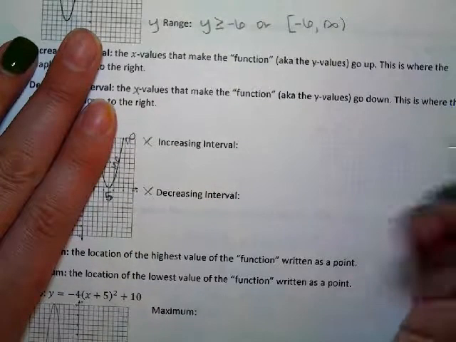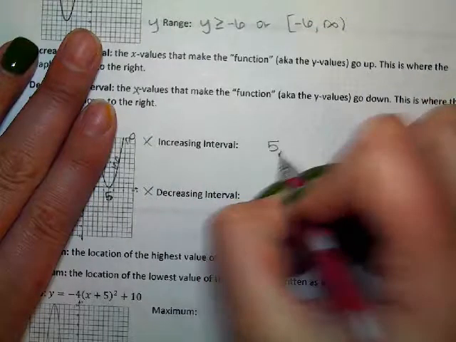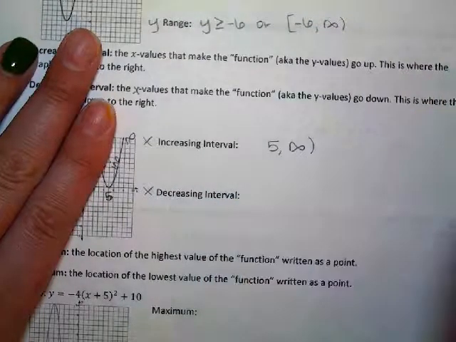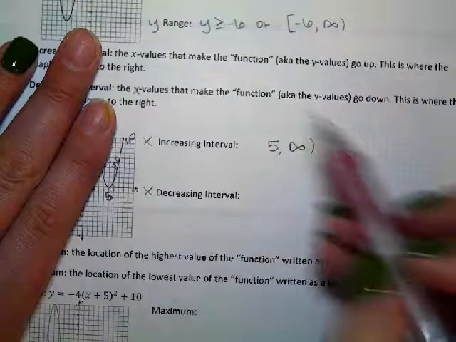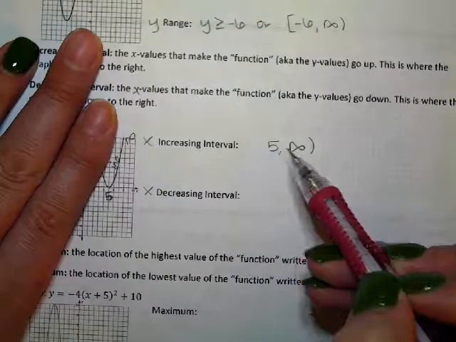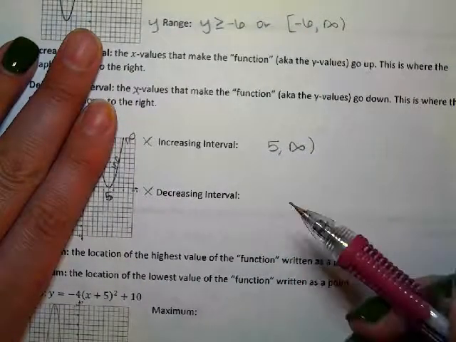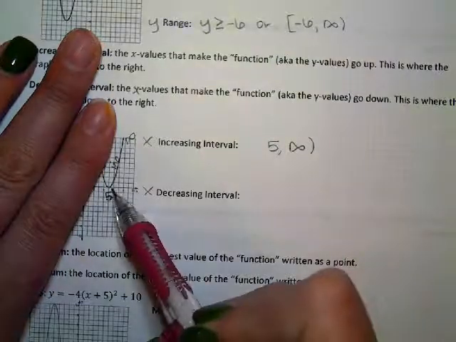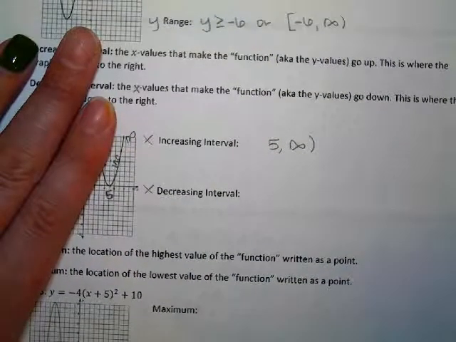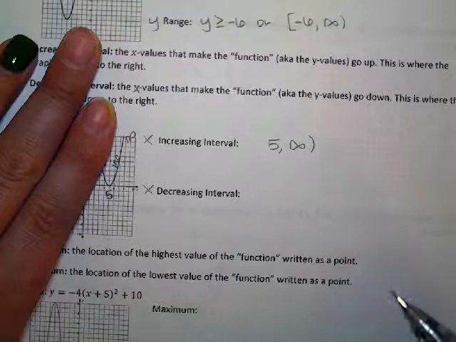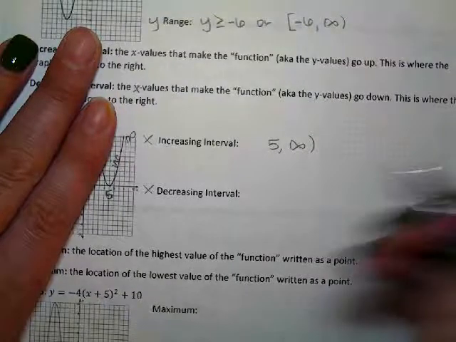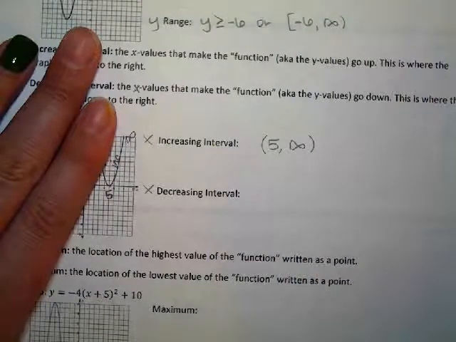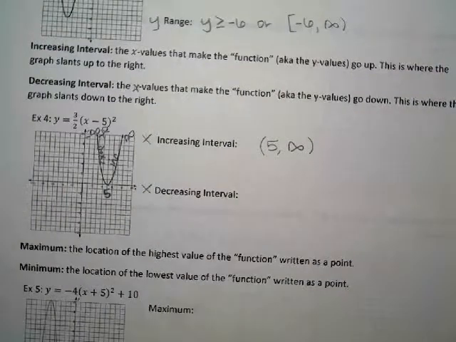5 and infinity. Infinity always gets a parenthesis. Now with the 5, we have to think about if it should get a bracket or a parenthesis, and the only way it can get a bracket is if he's actually uphill at the number 5. Is he uphill at the number 5? No. So we're going to say parenthesis. 5 is not a number that's included uphill.